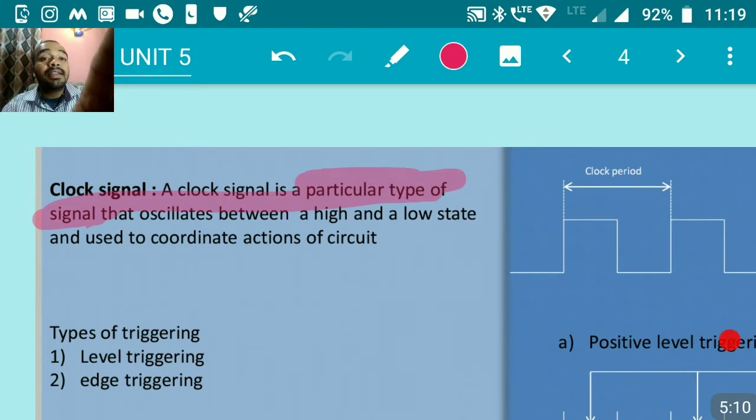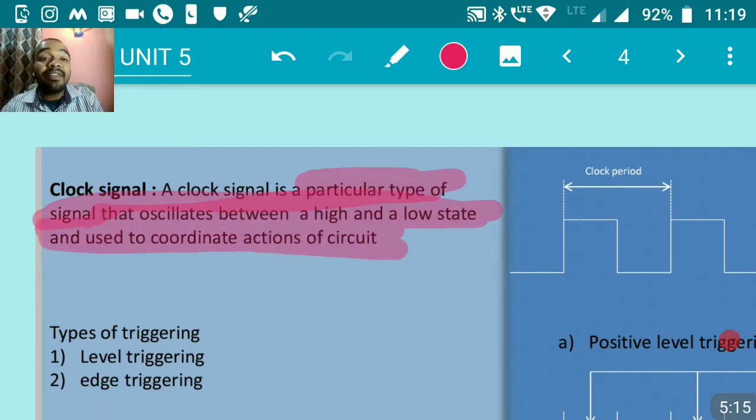It not only oscillates between high and low states, but it can definitely be used to coordinate the actions of a digital electronic circuit further. To coordinate the actions of a digital electronic circuit means, if your digital electronic circuit is in a low state, and you have to make it go to high, then you can make use of a clock signal.